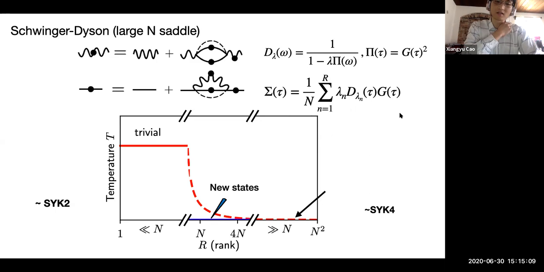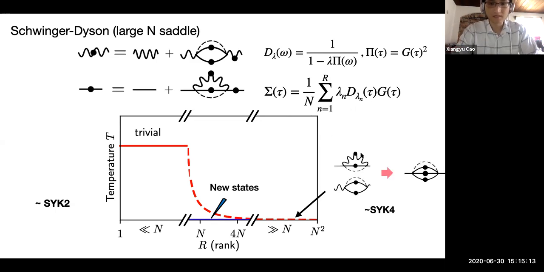So now the first thing you realize is that if you have many more bosons than fermions, or if the rank is much larger than the number of fermions n, then you can basically integrate out the bosons and get back SYK4. So there's nothing new here to be discovered.